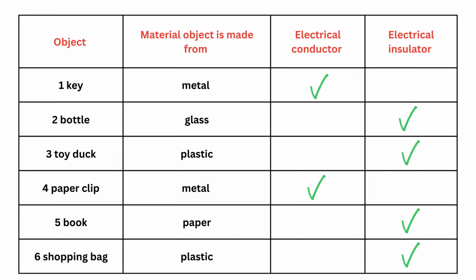Number 3, toy deck. The toy deck is made from plastic and it is an electrical insulator. Number 4, paper clip. The paper clip is made from metal and it is an electrical conductor. Number 5, book. The book is paper and it is an electrical insulator. Shopping bag. The shopping bag is plastic and it is an electrical insulator.